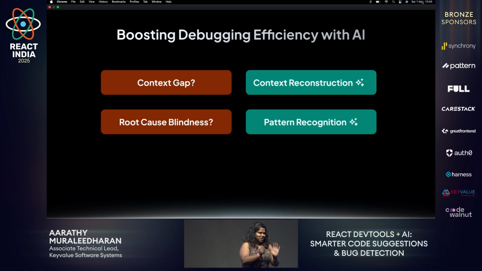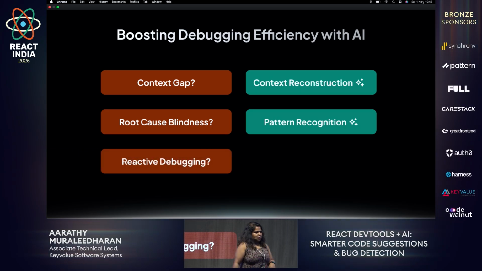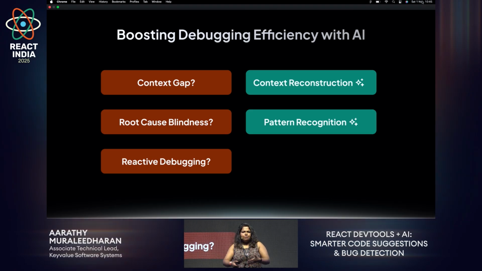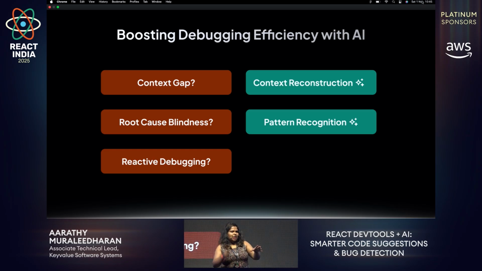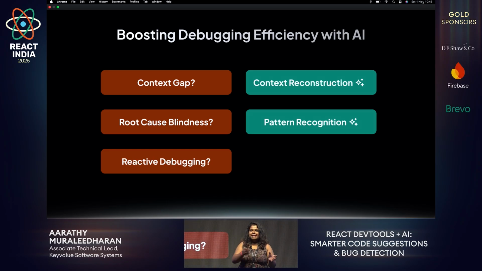Next one is reactive debugging. So basically, the debugging workflow that we follow today is that we wait for something to break. And once something is broken, we go hunt to find out what exactly went wrong. So basically, I know it's a strong term, but it's like a postmortem.